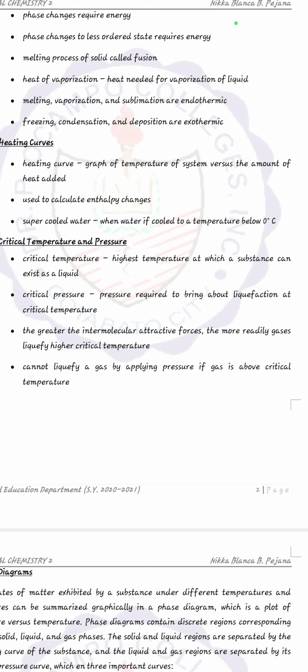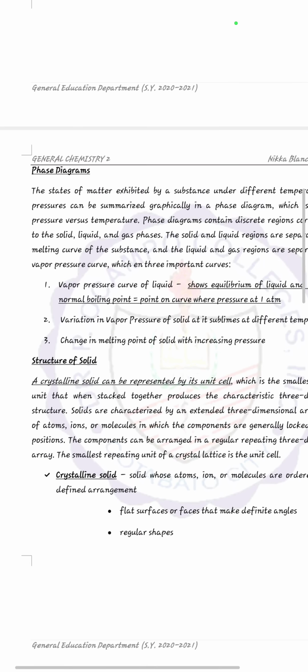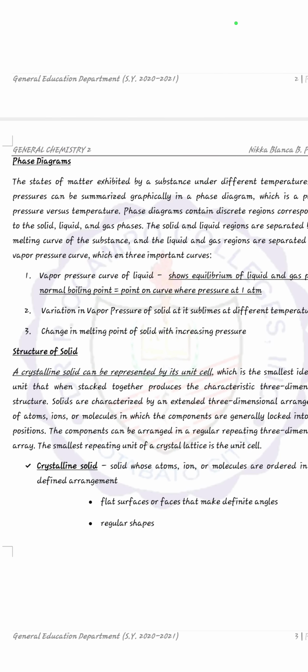Next, the greater the intermolecular attractive forces, the more readily gases liquefy and the higher the critical temperature. That is constant, and that is true. You cannot liquefy a gas by applying pressure if the gas is above its critical temperature. That is correct. So this basically explains how we can differentiate critical temperature and pressure, or how a liquid, a gas, or even a solid can be liquefied by either temperature or pressure. So now let's go on to the phase diagrams.